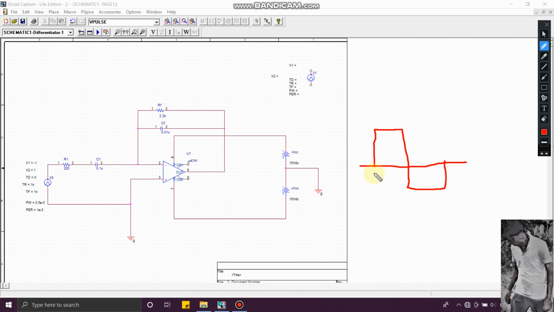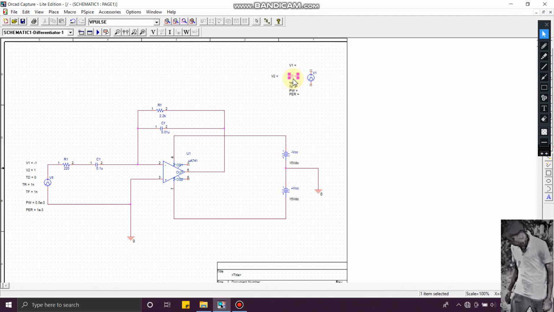This is my square wave. This is my V1 and this is my V2. I have given V1 as -1 and V2 as 1. Just take the magnitude only, this is 1, this is 1. I'm going to generate a square wave with an amplitude of 1.